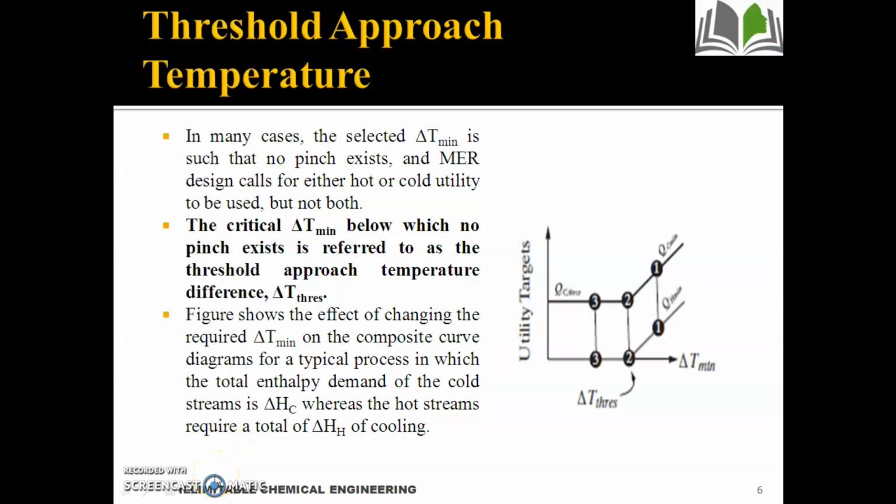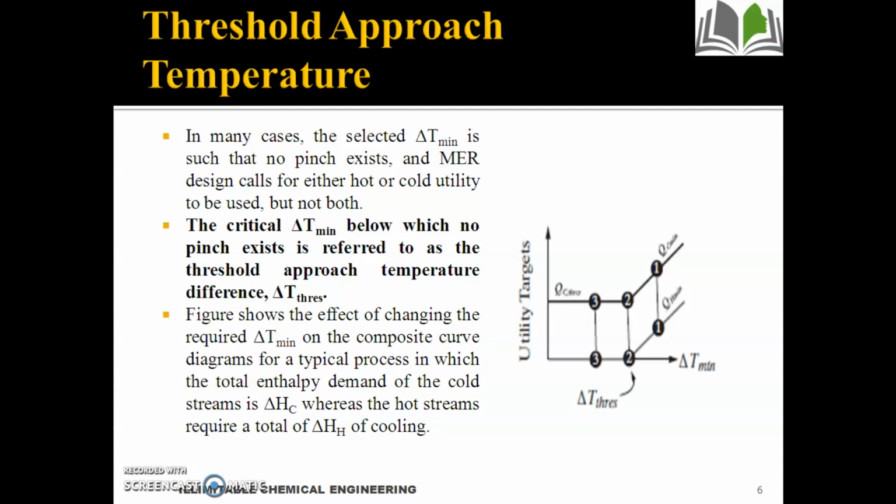threshold approach temperature. In many cases, the selected delta T minimum is such that no pitch exists. Means if we select delta T minimum is 5 and delta T minimum secondly is 10, so there is so many difference of this pitch point where it affects the पिंच पॉइंट. मीन्स अगर हम डेल्टा टी मिनिमम 5 सिलेक्ट करते हैं तो क्या हमें पिंच पॉइंट मिलता है कि नहीं, वो हमें चेक करना पड़ेगा.